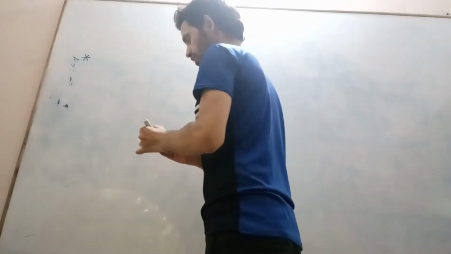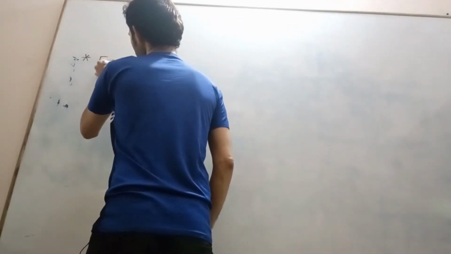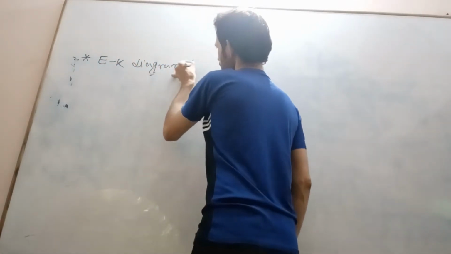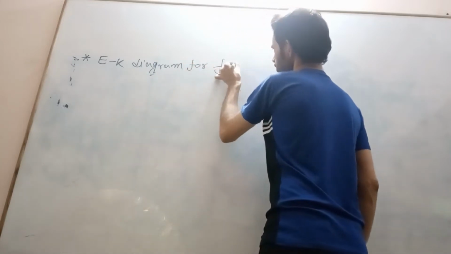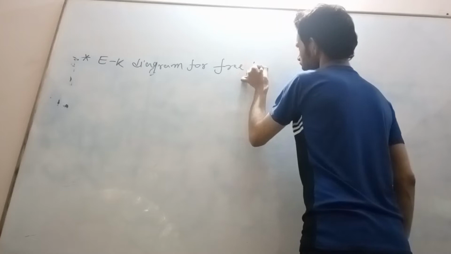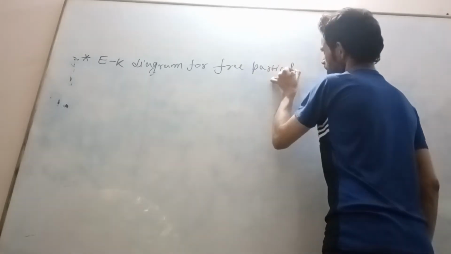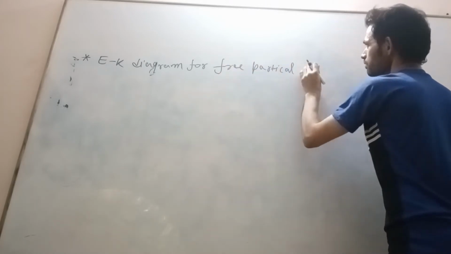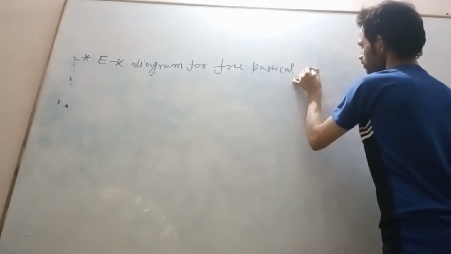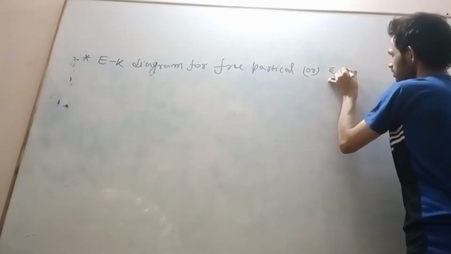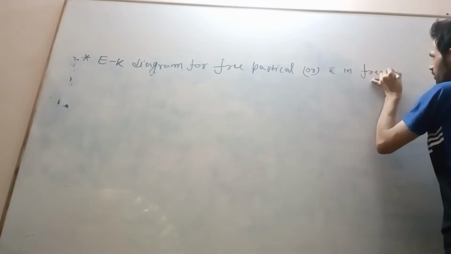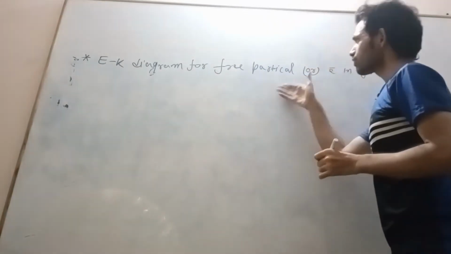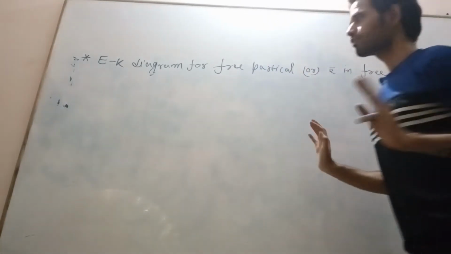First is the Ek diagram for a free particle, or you can say an electron in free space. The Ek diagram for a free particle or electron in free space.